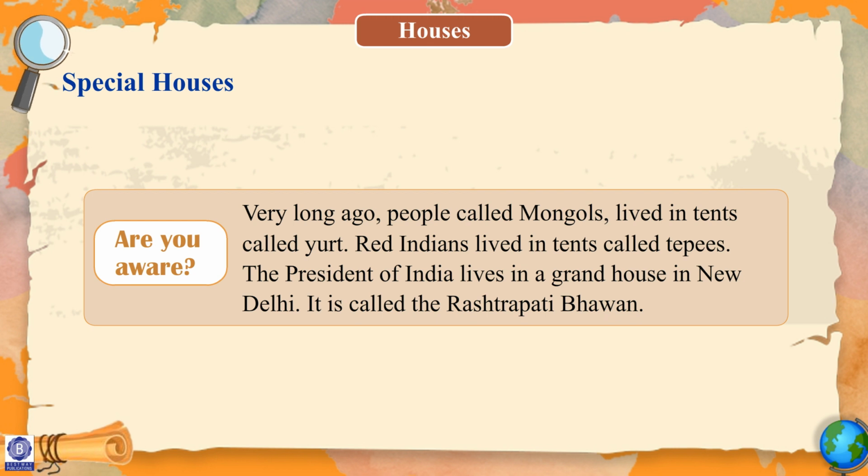Very long ago, people called Mongols lived in tents called yurt. Red Indians lived in tents called tipis. The President of India lives in a grand house in New Delhi. It is called the Rashtrapati Bhavan.